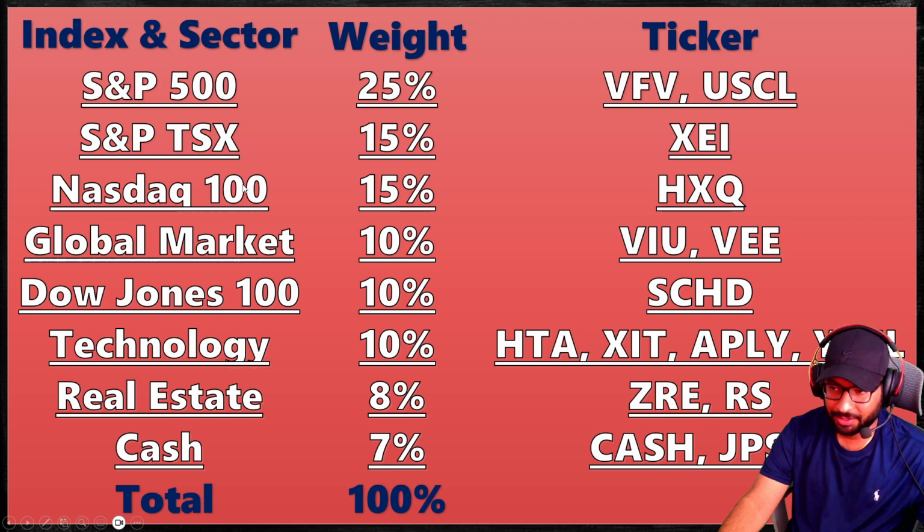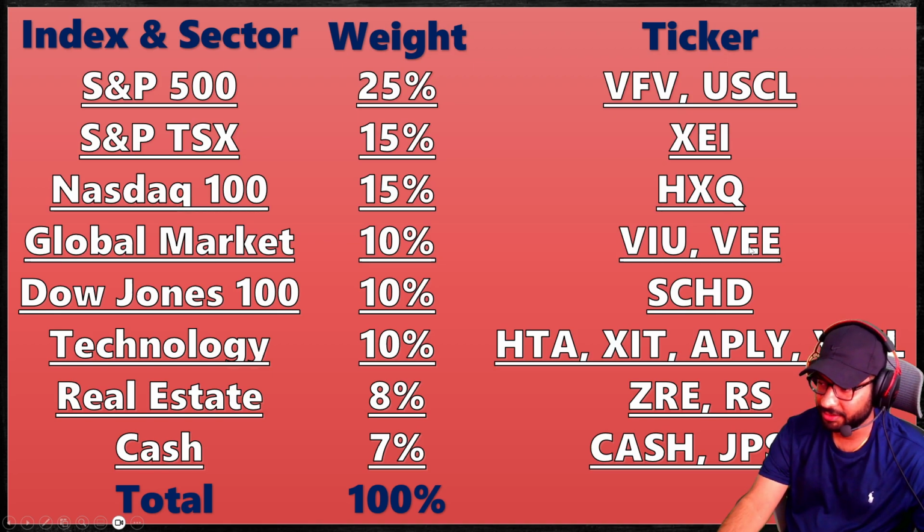The Nasdaq 100. This is the only ETF I have, HXU, and I want to have 15% weightage in it. The global market, I just want to have a weightage of 10%, and I have both these ETFs, the ones I showed you, VIU and VE. I want to buy some Europe ETFs as well and some international, like Asia, and the China and India market as well. The fifth one is Dow Jones 100.